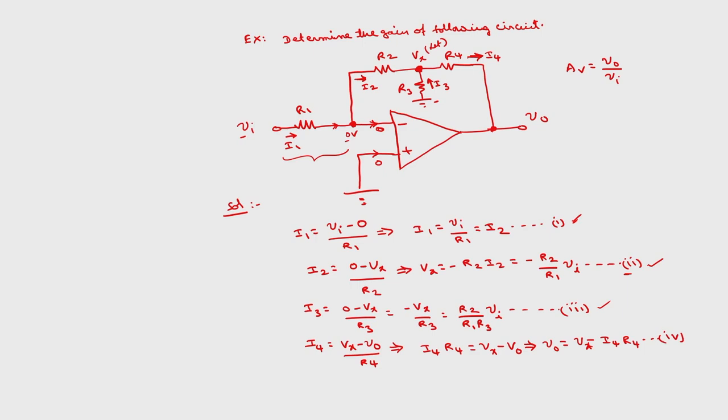So, what is I4? If I apply KCL, Kirchhoff's current law, at this point, I2 is entering, I3 is entering, I4 is leaving. So, I4 is equal to I2 plus I3. So, from equation 1, we have I2 is equal to Vi by R1, and from equation 3, I3 is equal to R2 by R1 R3 times Vi.